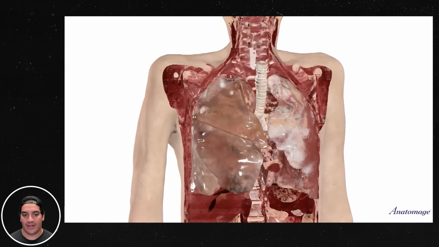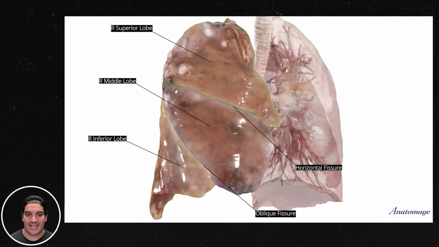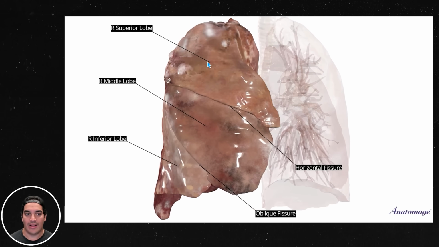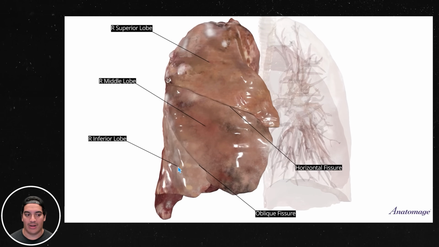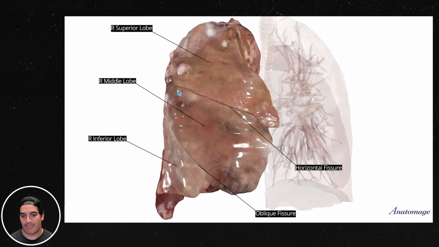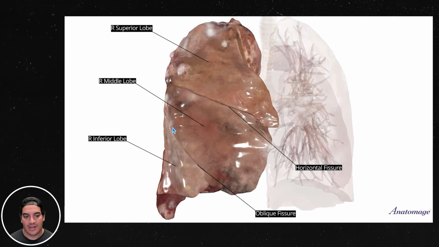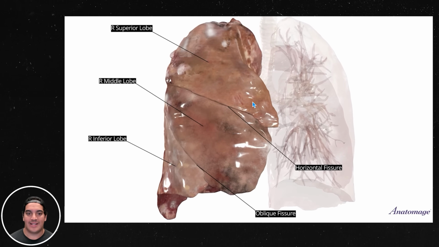So as we take a look here, Hans, we're going to take a look at the lungs and just get an idea. So when you take a look here, you'll see the right lung. So there's the superior lobe, the middle lobe, and the inferior lobe, and they're respectively separated by the horizontal fissure and then the oblique fissure. All right, so that's going to be the right lung.